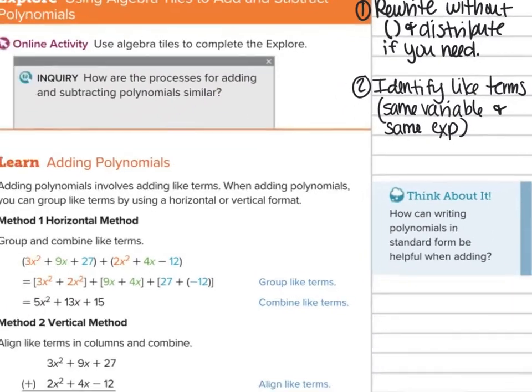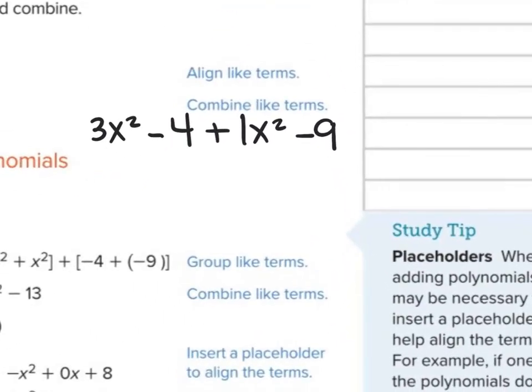All right, so if we try this, I identify my like terms by circling the ones that go together. Now I want to start with the biggest exponent, like we did in standard form. So 3x to the second. What other one goes with that? 1x. And I always circle the sign with it. That way I know what I'm doing with that.